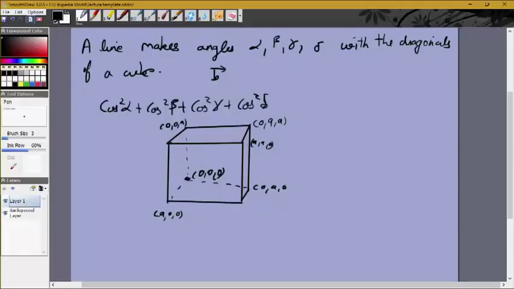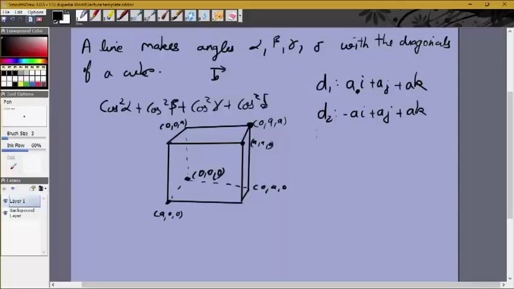So the first diagonal will be between the origin and the point opposite to that. Let's call it D1. So that will have the direction ratios a, a and a. It will basically be a i cap plus a j cap plus a k cap. This is the first diagonal. What is the second diagonal? We'll take, let's say, this point and this point. So this point is a comma 0 comma 0. This is 0 comma a. So the direction ratios will be minus a i cap plus a j cap plus a k cap.